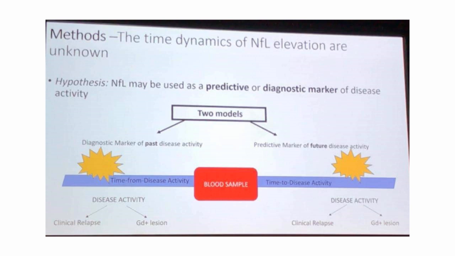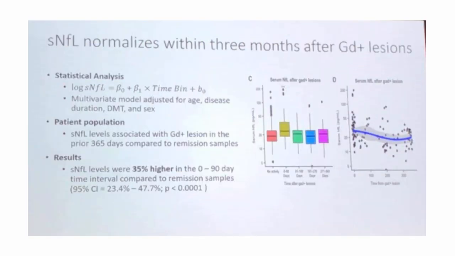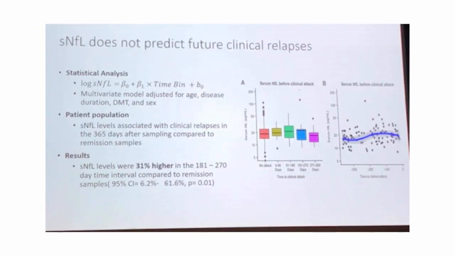So they tried to model this using serum blood levels, and what they showed is that serum neurofilament levels normalize within 3 months of GAD-enhancing lesions. But if you move forward, it didn't predict future clinical relapses. So I'm finding it difficult to marry that with serum neurofilament being prognostic in terms of disability progression in the future. So obviously we need to look further.